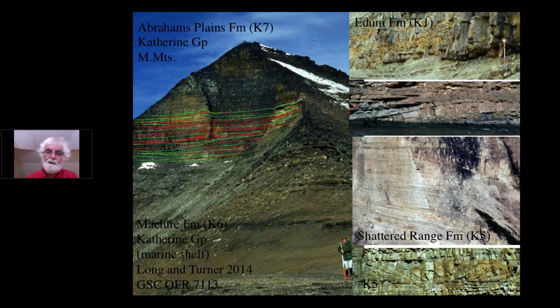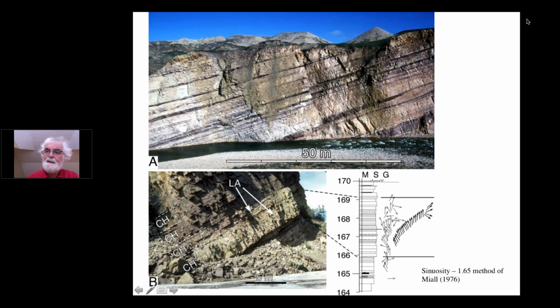You can see throughout this sequence, which is about 1.5 kilometers or so thick, lots of these channel systems with a scale of anywhere between about 4 meters and 15 meters. When we start to look at them in detail, and some of you will recognize the Nelson head from the top. The bottom one is from the upper part of the Catherine group.